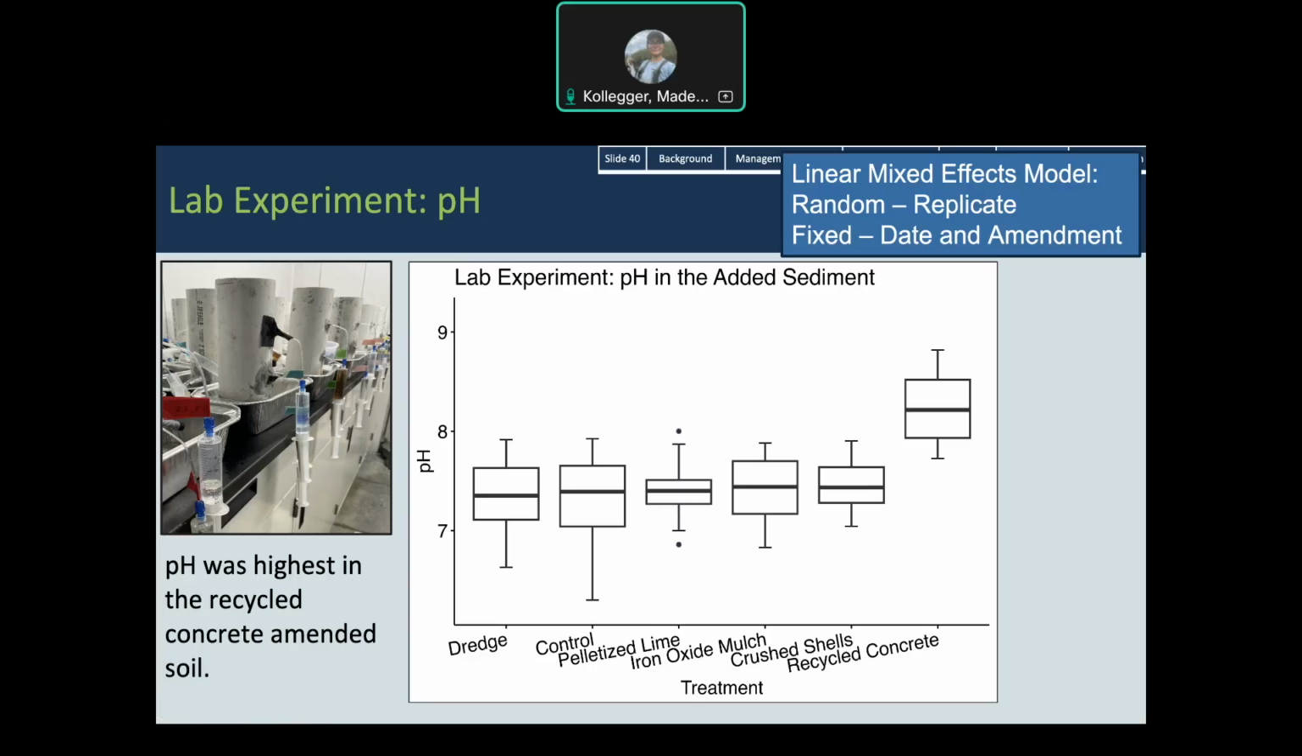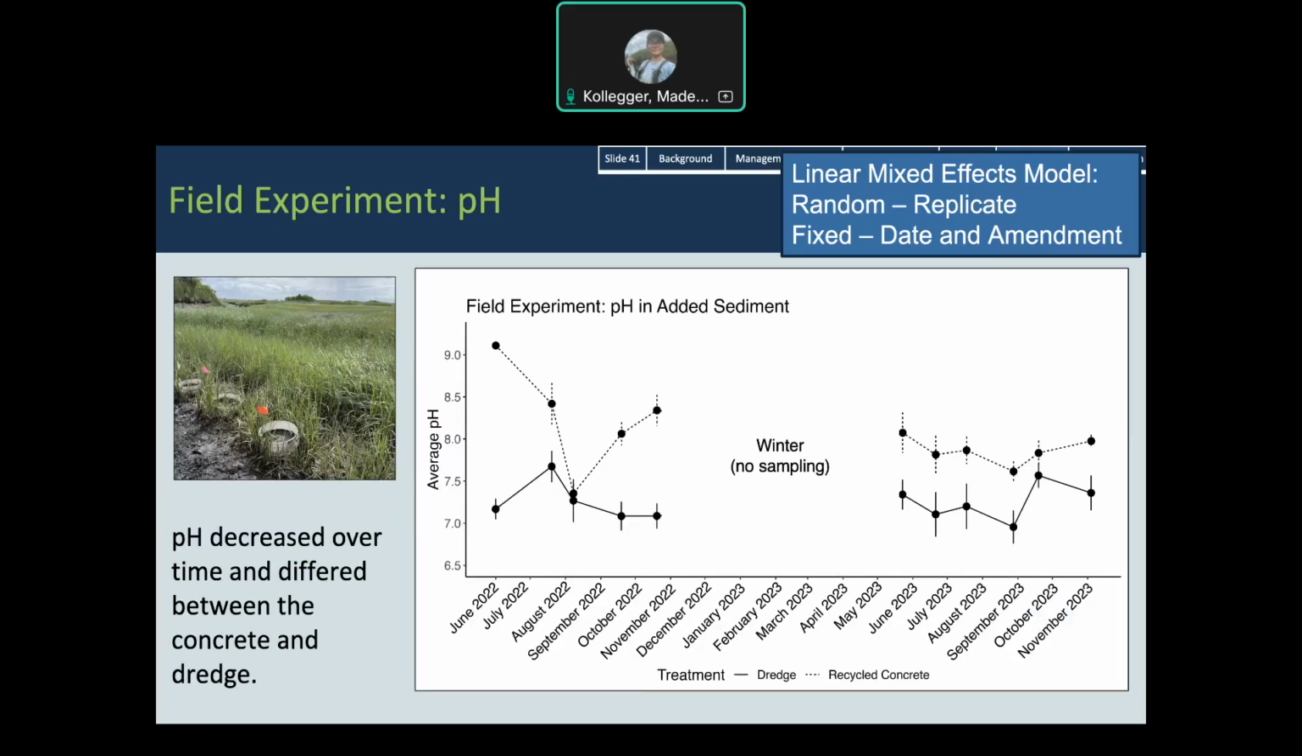And so recycled concrete could be the most efficient at treating acid sulfate soils, and it moves on to our next round of testing in the field. So here, our analysis was similar, with a model that used a random effect of replicate and a fixed effect for date and time, but now the model indicated that pH was different over both time and between amendments. And so here, again, we have pH along the y-axis, and along the x-axis we have time. The solid line is dredge material, and the dotted line is recycled concrete. Our dredge material was our control.